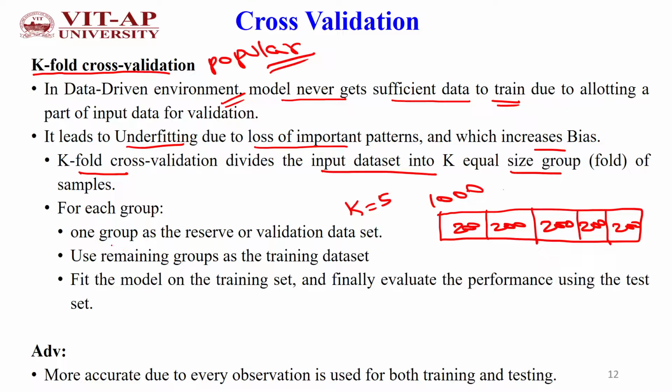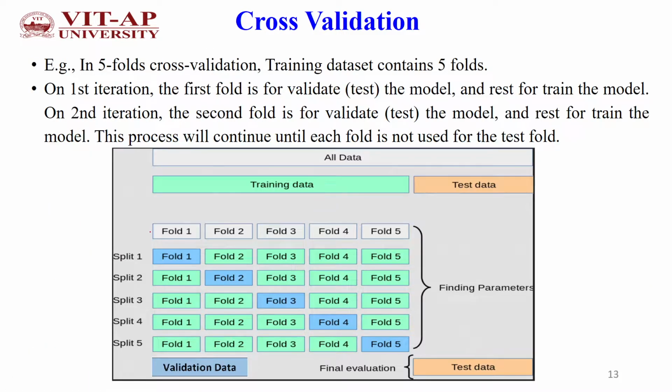Then I will explain each group with an example. Here the data is 1000 samples. We are taking 80 percent of the data for training and 20 percent for testing. So in the 80 percent of the data we have 800 samples.